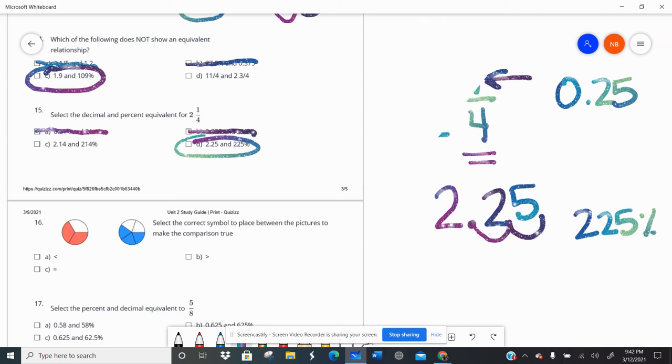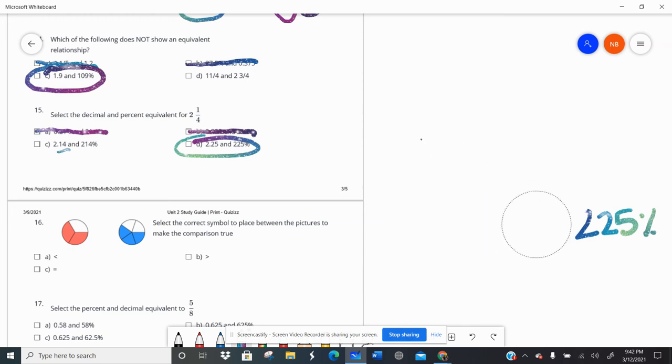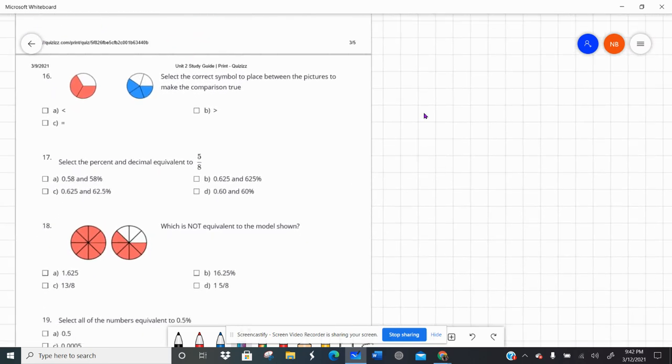Here's the big takeaway from this. You see how they did for this one, 2.14? They just took the numerator and denominator and married them together. You can't do that. 1/4 isn't 0.14. 1/4 is 0.25. So don't just take the numerator and denominator and put them next to each other. That's not how math works.